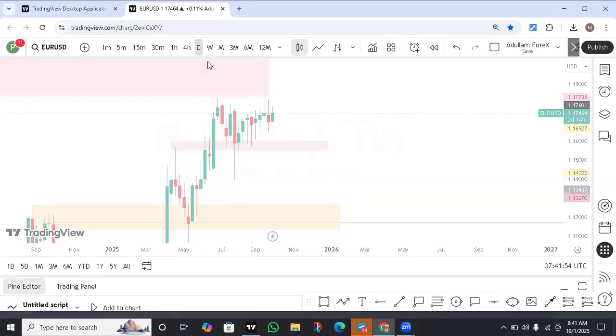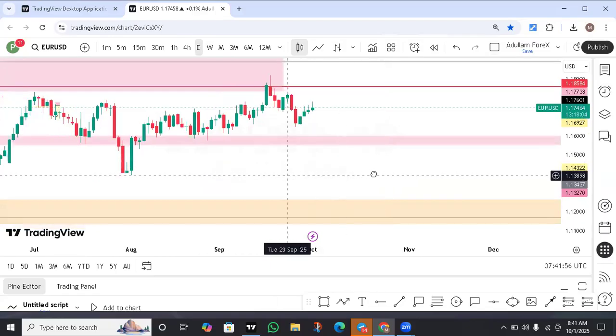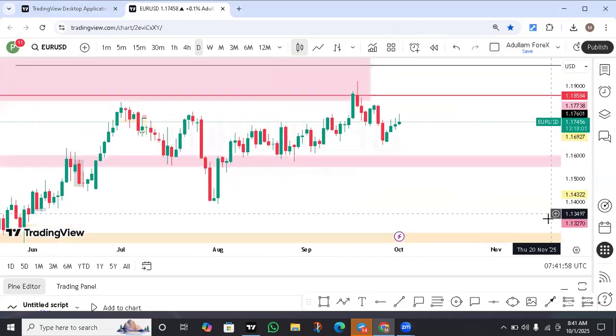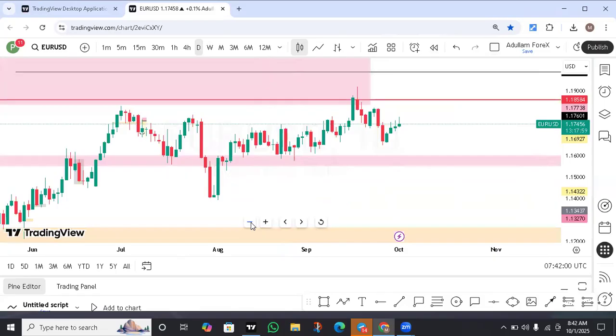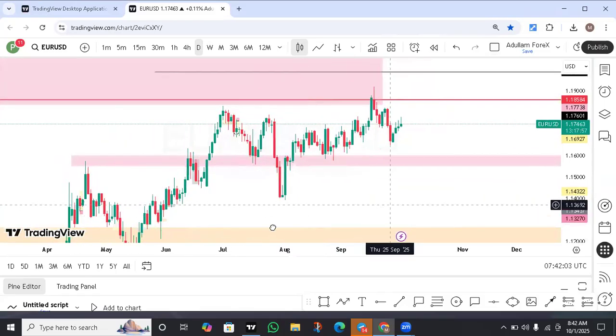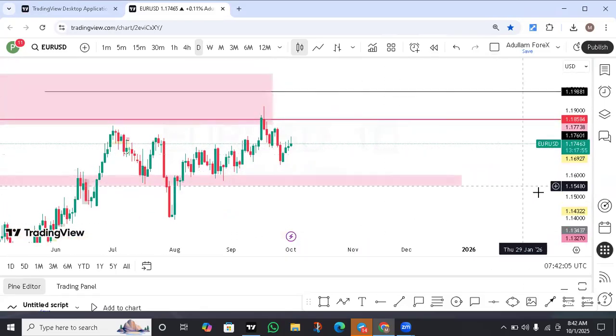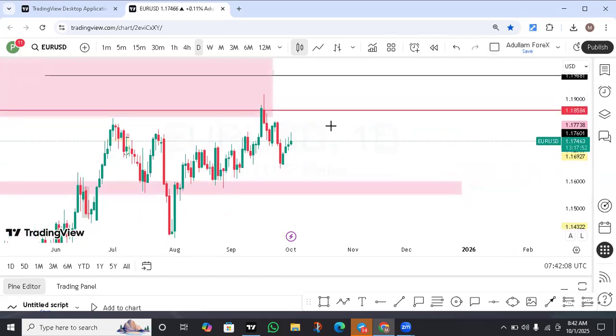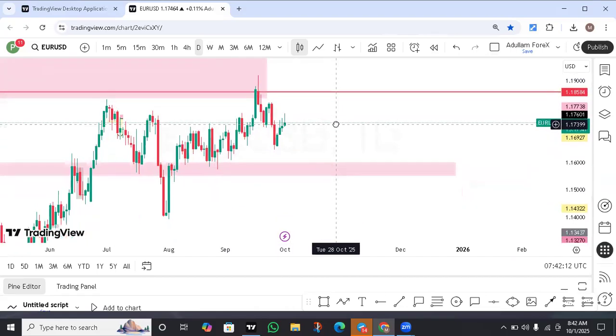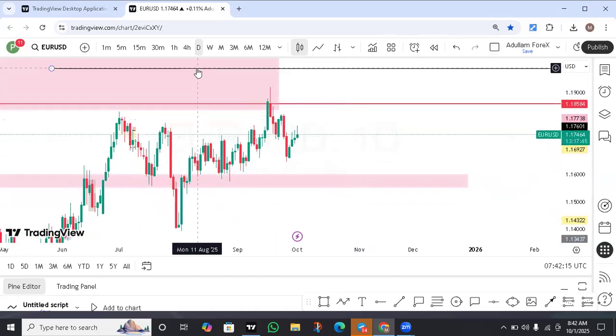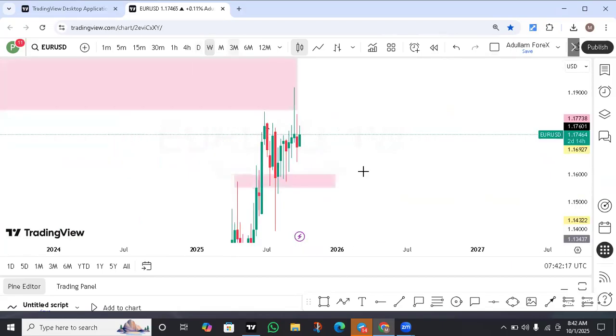So on the daily time frame, we can see that ever since the market touched the selling neighborhood or the danger zone, the market started giving us... let me go back to the weekly. Like I said, from the weekly, I'm seeing this as a form of triple top or double top like this.